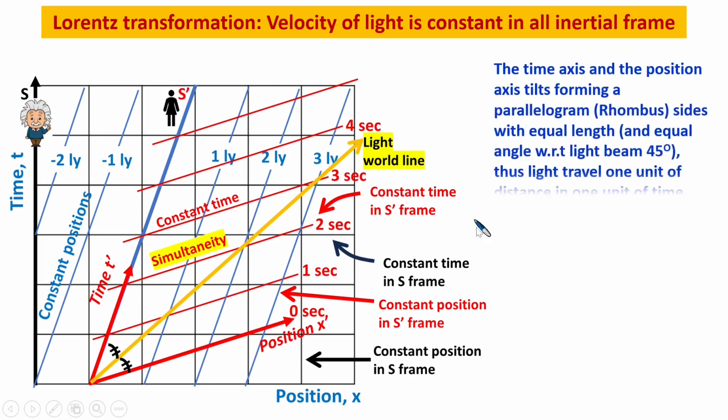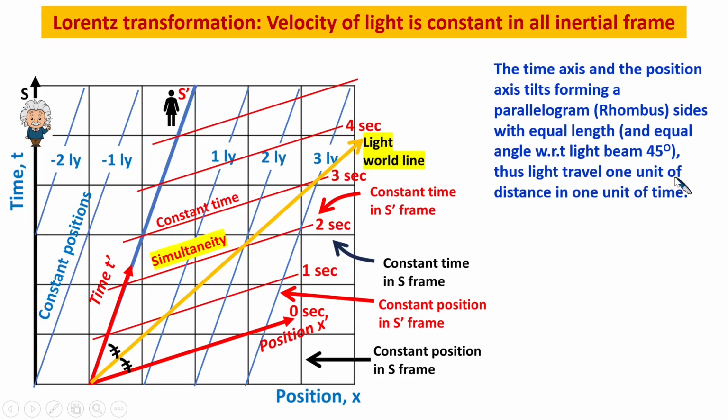So with this understanding, I can say that the time axis and the position axis tilt, forming a parallelogram. They tilt and form a parallelogram, a rhombus with sides of equal length and equal angle with respect to the light beam, 45 degrees. The light beam is at 45 degrees. So this angle and this angle will be the same with respect to the light beam. It is like a scissor. As the speed increases, this will come closer to the light world line. Similarly, the position axis will also come closer. So this will squeeze in this direction towards the light world line.